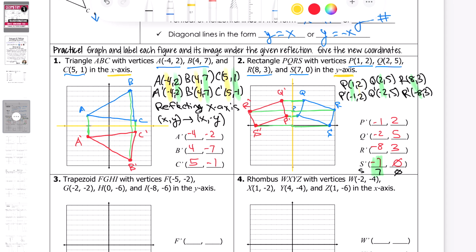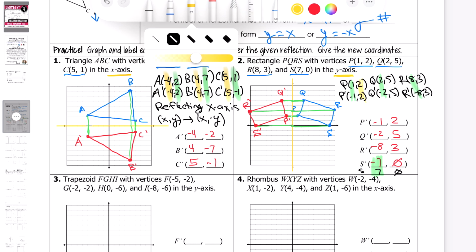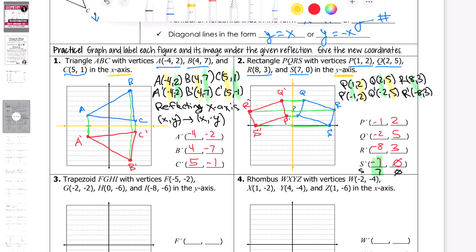What didn't change this time were the y's. I'll make that just a little bit bigger because now it's taking a little too long to highlight. So I had 2 to 2 on P, 5 to 5 on Q, 3 to 3 on R, and then 0 to 0 on S.